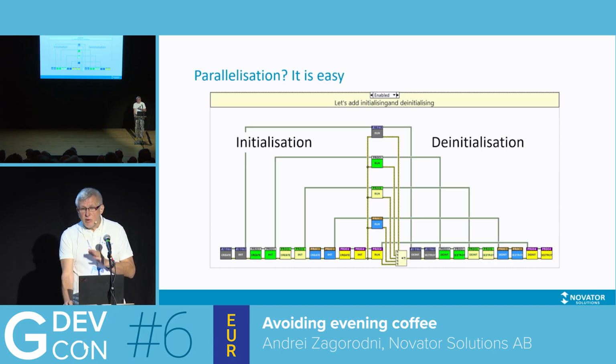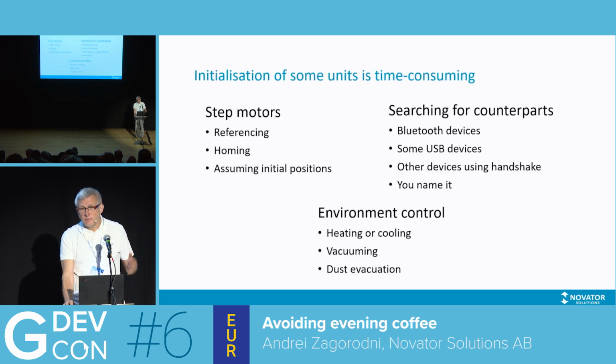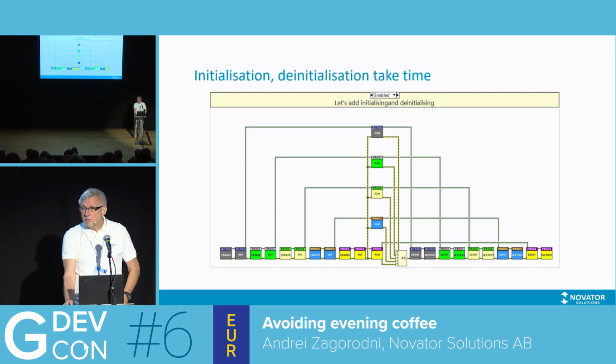And I will speak mostly about initialization, but it's only a very good example of a need to parallelize. What happens when we start initialization? We have to, first of all, initialize our hardware. Step motors, each of them must find its 0. Some units must search for counterparts like Bluetooth, or environmental control, for example, bring chamber to temperature or vacuum it or whatever.